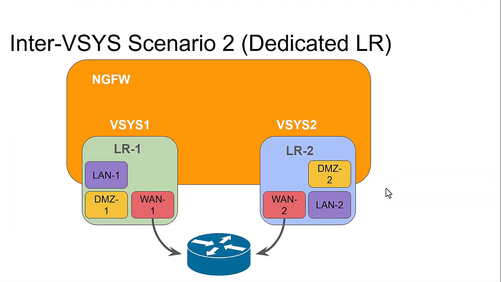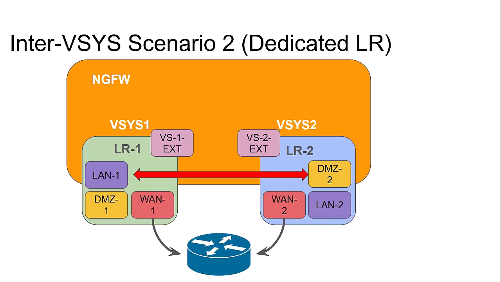Okay. So the next scenario we're going to look at is when traffic needs to go between two virtual systems, but we want it to stay on the actual firewall itself, within the firewall. To do that, we need zones of type external, and they can communicate across virtual systems without effectively the need to cable up between them. So that's going to use inter logical router static routes between LR1 and LR2 across these external zones. So let's look at how that's done.